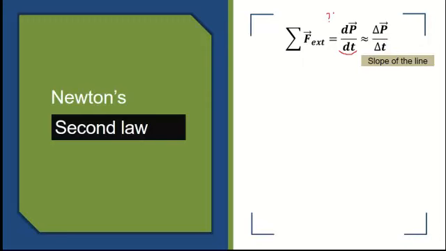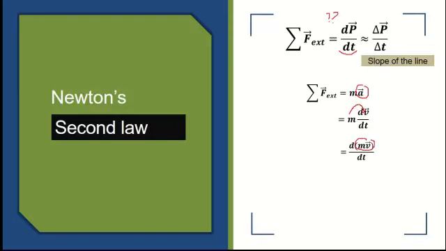Now, how do we verify this? As we know, the summation of F external is equal to ma. This is Newton's second law. Now we know that a is equal to dv over dt, the derivative of the velocity. Since m is a constant, I can put it inside, so it will be d(mv) over dt.